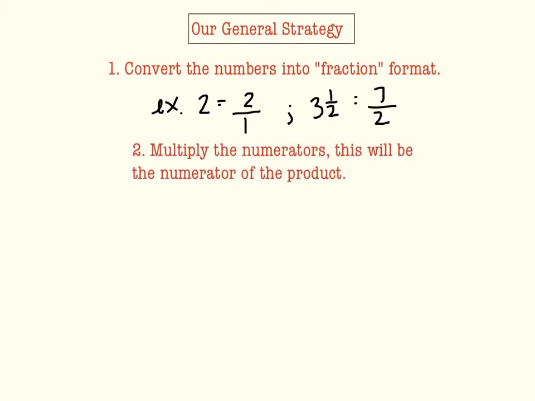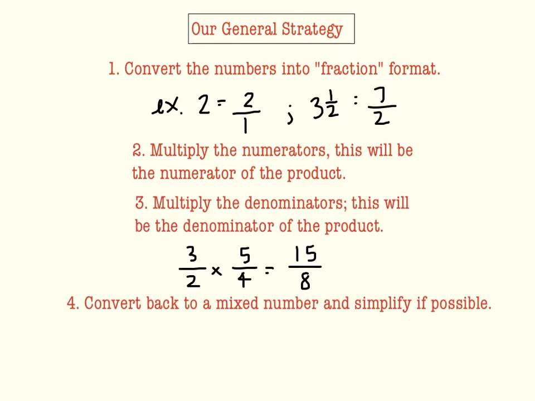Step 2 is then to multiply the numerators, and that will be the numerator of your product. Your third step is to multiply the denominators, and then that will be the denominator of your product. So you can see what I did in the example. I did our 3 times 5 is 15, and our 2 times 4 is 8. And then our final step is we always want to convert back to a mixed number and simplify if possible. So in this case, I do have an improper fraction as my answer. So I want to take the 15/8 and change it back to mixed number format, which is 1 and 7/8.